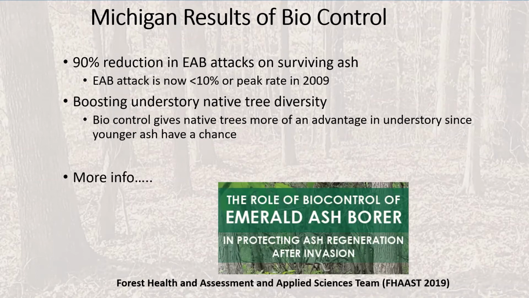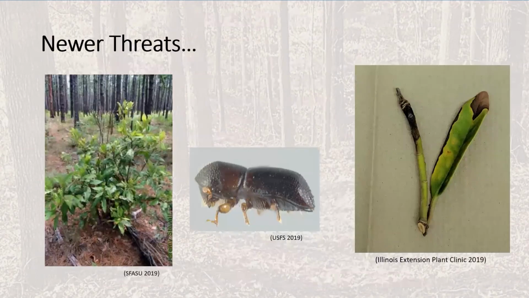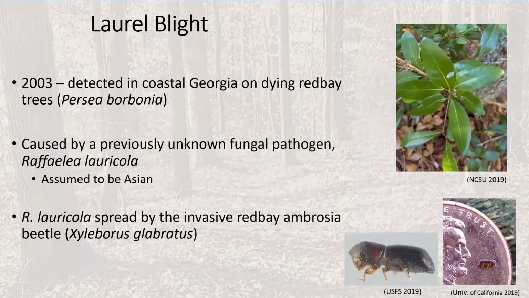So now we've covered some of our historic pests. Let's talk about some of the newer things on the horizon. The first of which I'd like to talk about is laurel blight. If you haven't heard of this one, it's present across a lot of the southern and eastern U.S. It's pretty present in warmer climates, essentially some of the warmer climatic zones.